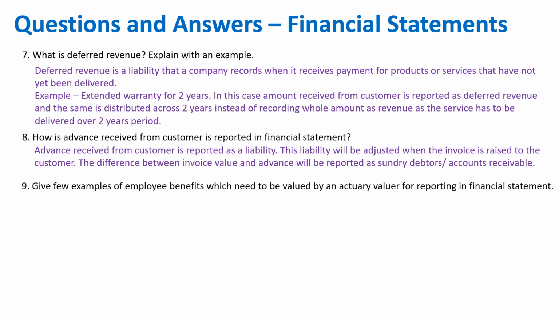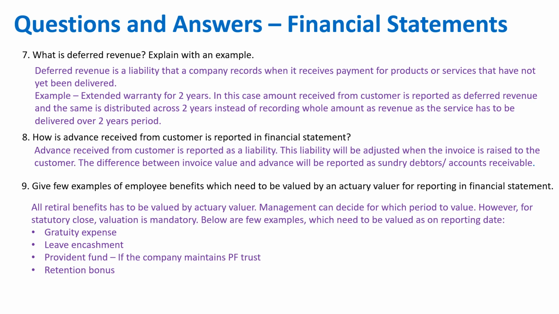Question number 9. Give a few examples of employee benefits which need to be valued by an actuarial valuer for reporting in the financial statement. So all retirement benefits have to be valued by an actuarial valuer. Management can decide for which period to value. However, for statutory purposes, valuation is mandatory. Below are a few examples which need to be valued as on the reporting date. So what are the examples here? Gratuity expenses, leave encashment, provident fund if the company maintains a PF trust, retention bonus, and if the company is giving ESOP also, that will be covered here.